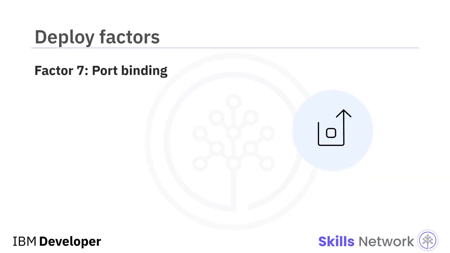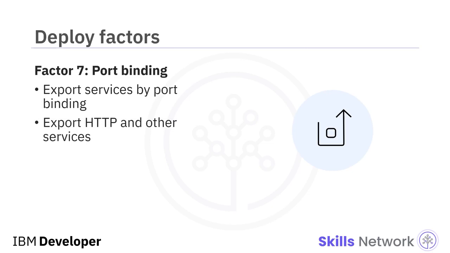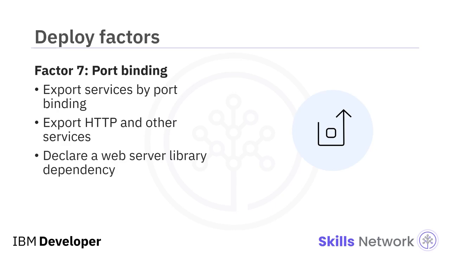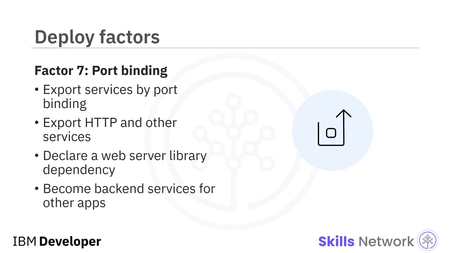Port binding is Factor 7. When you create a web-facing service, a web server should not be injected into an application at runtime. Instead, the web app should export HTTP by binding to a port and listening to incoming requests on that port. You can use port binding for HTTP and other services. Binding a port is generally done in the code by declaring a web server library as a dependency. And subsequently, because these apps are accessible via a URL, they can become back-end services for other apps.